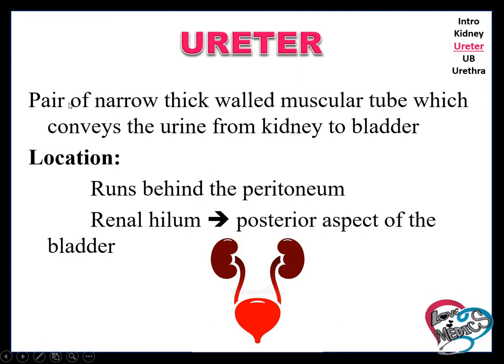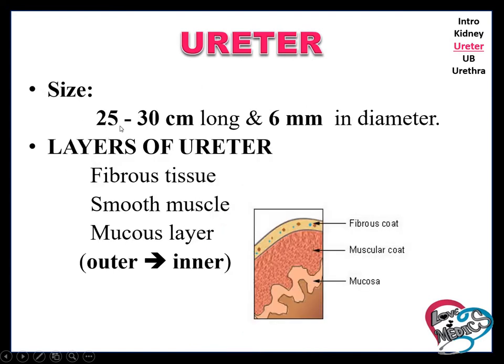Ureter. The ureter is a pair of narrow, thick-walled muscular tubes which convey the urine from the kidney to the bladder and are located behind the peritoneum. The ureter also is not covered by peritoneum and it extends from the renal hilum to the posterior aspect of the bladder. Size of the ureter: it is 25 to 30 centimeters in length and 6 millimeters in diameter. The layers of the ureter are the outer fibrous layer, middle muscular layer, and inner mucosa.